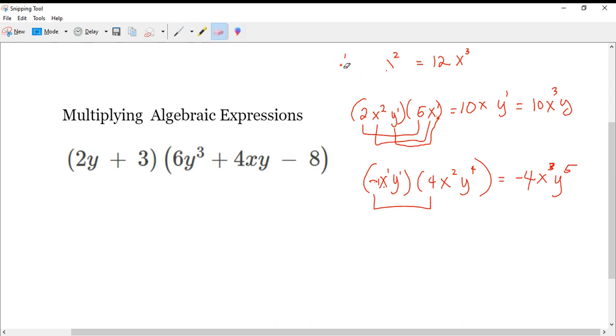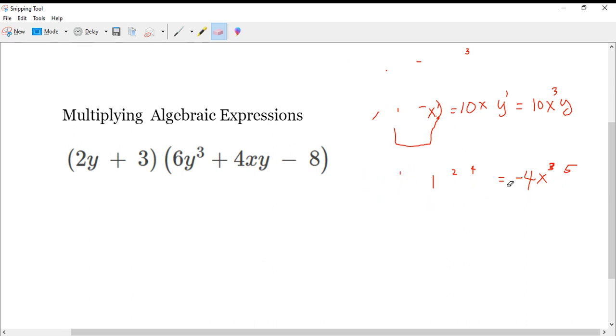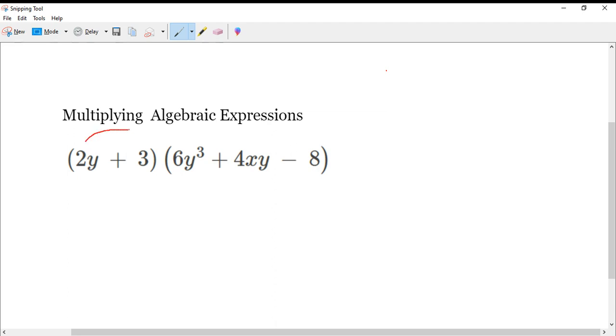Okay, so let's move on to this. So in the first factor, you have a binomial. You have two terms, and you have a trinomial in the second factor. So we will have to distribute each one of the first factor to each one of the second factor. Okay. All right, so let's do that. So let's start with 2y first. So we will multiply 2y to that one, 2y to that one, and 2y to that one.